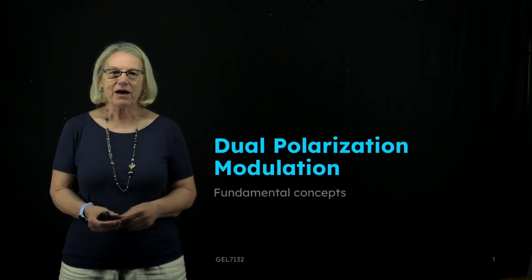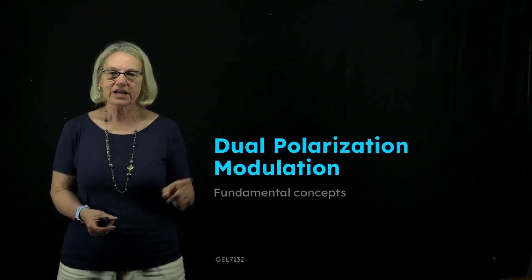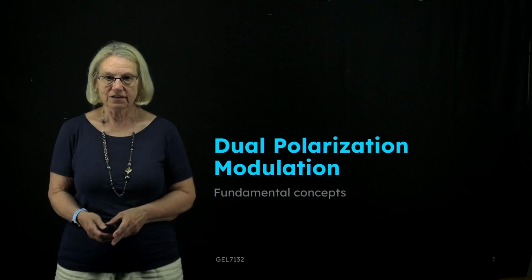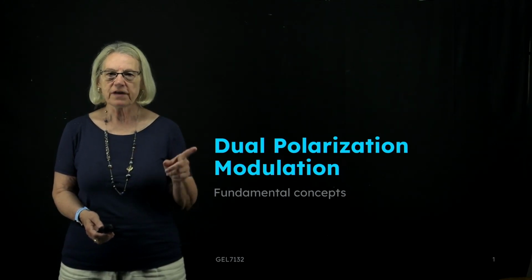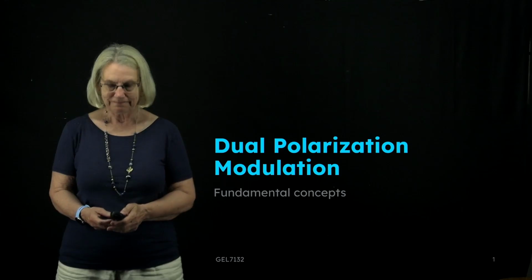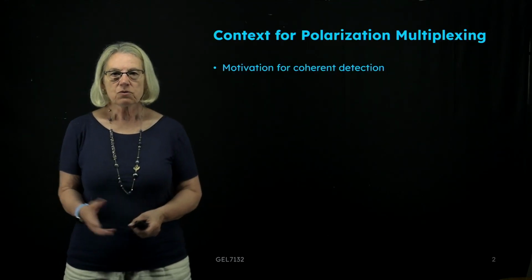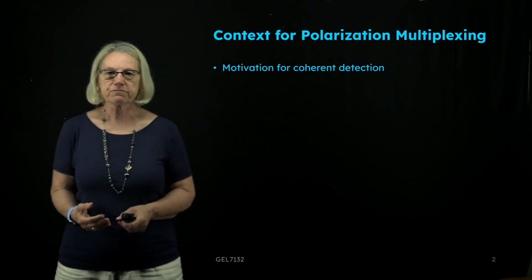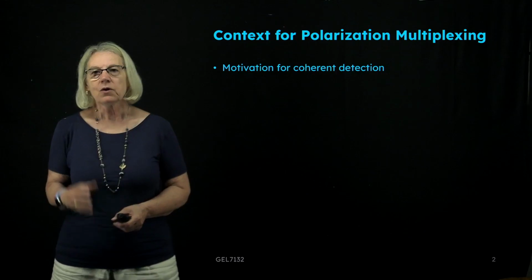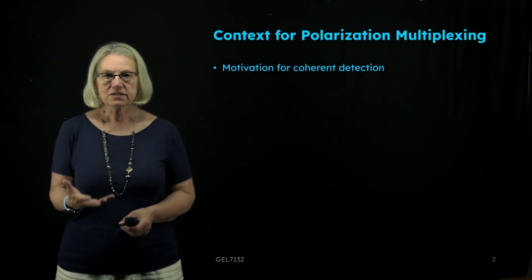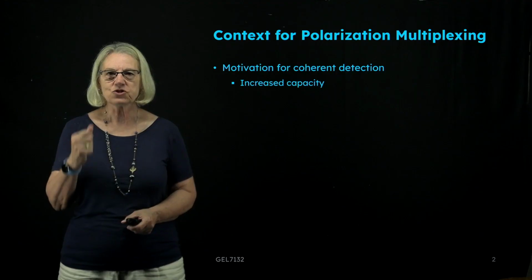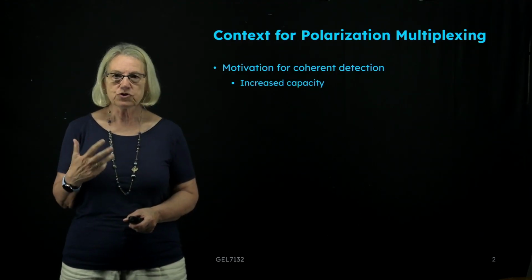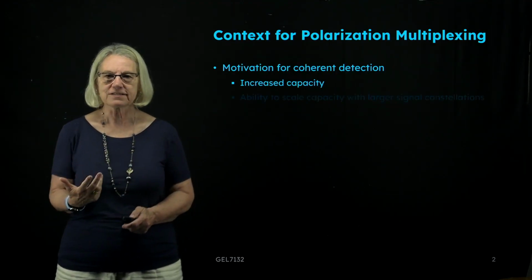This lecture is about dual polarization modulation with optical coherent detection, and we'll be talking today about some fundamental concepts that motivate us moving to dual polarization. So let's look at the context for this choice of polarization multiplexing. This is part of coherent detection, and remember what the motivation for coherent detection was. It was to increase capacity in order to send more bits per second.